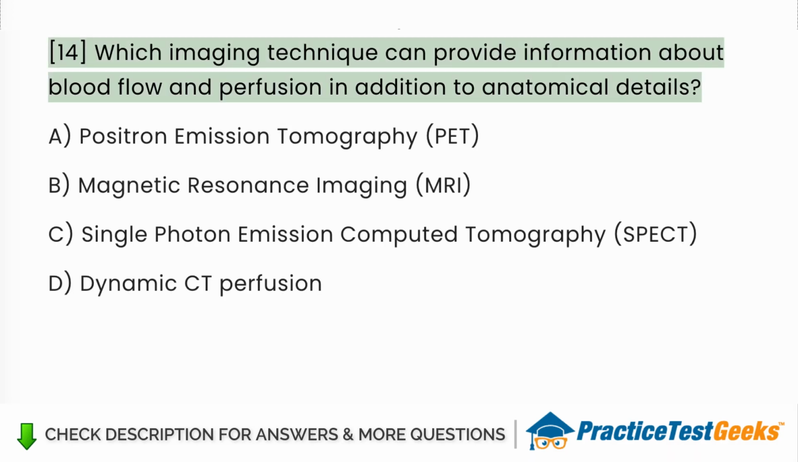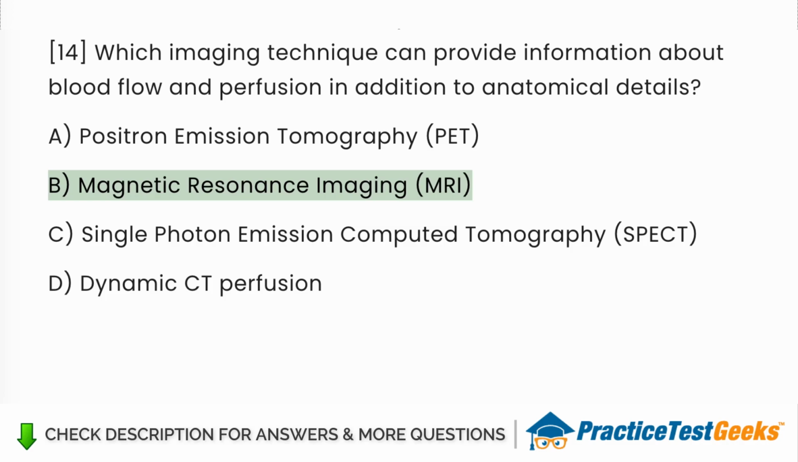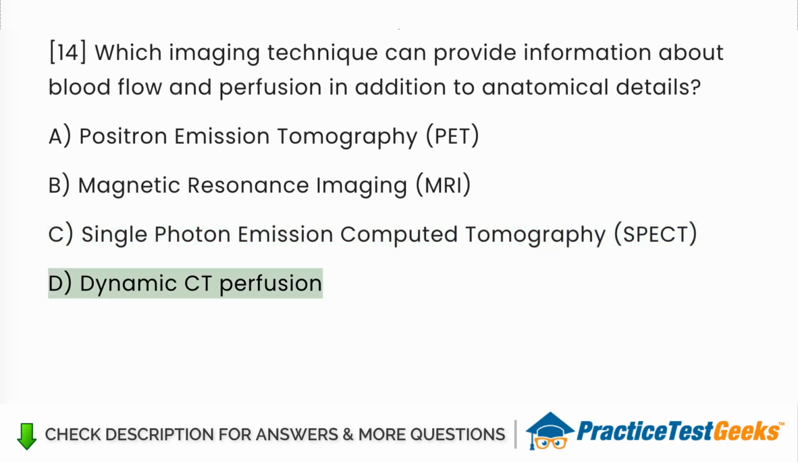Which imaging technique can provide information about blood flow and perfusion in addition to anatomical details? A. Positron emission tomography. B. Magnetic resonance imaging. C. Single photon emission computed tomography. D. Dynamic CT perfusion.